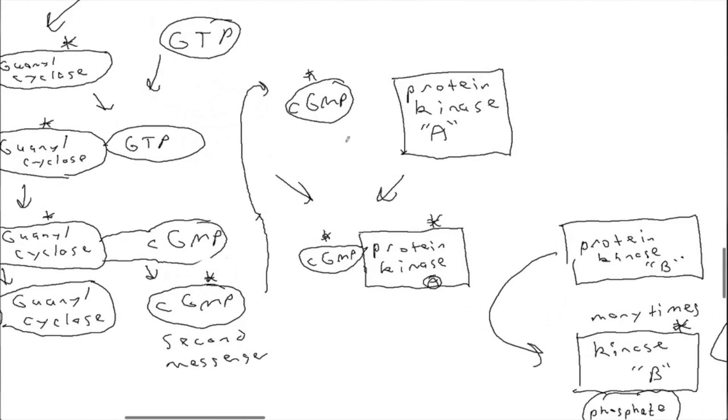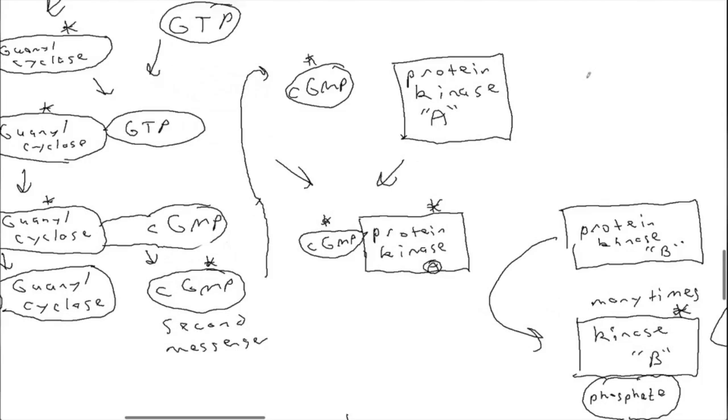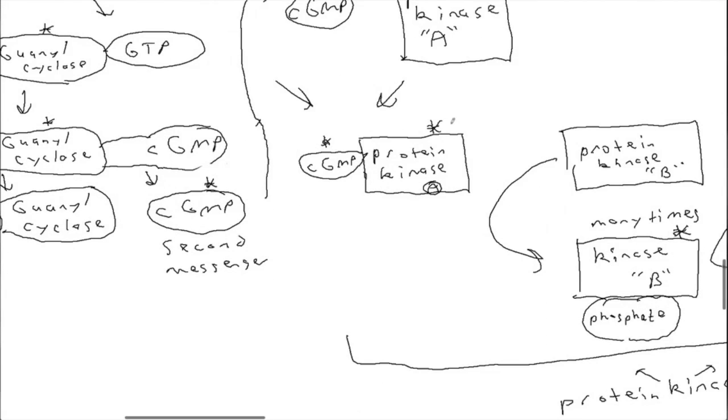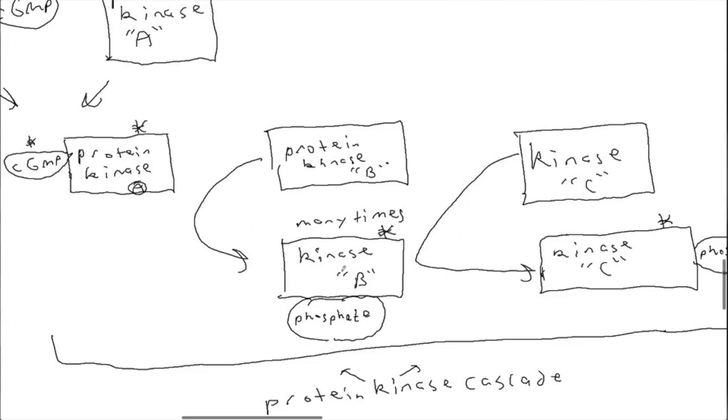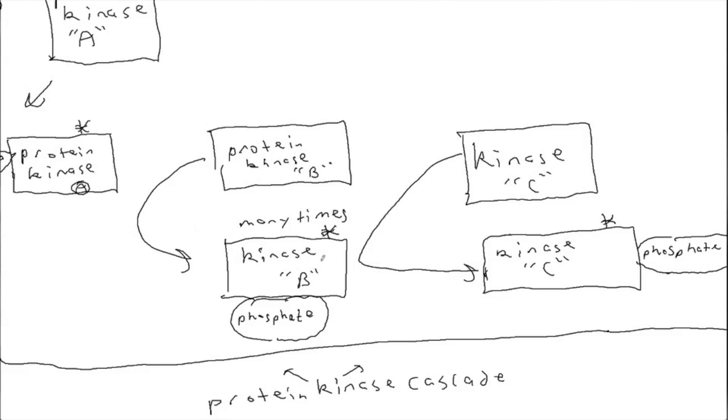Okay, so then what's the cyclic GMP going to do? It's going to attach to protein kinase A and activate it. Good. And of course, A is just a name I made up to go along with the series, but that's good. And then what could protein kinase A do? It'll add a phosphate to protein kinase B. That's right. And then what could protein kinase B do? It'll add a phosphate to protein kinase C. So what's the name of this whole process that's occurring now? Phosphorylation cascade. Yeah, the protein kinase cascade.